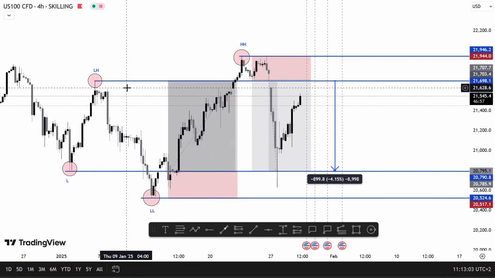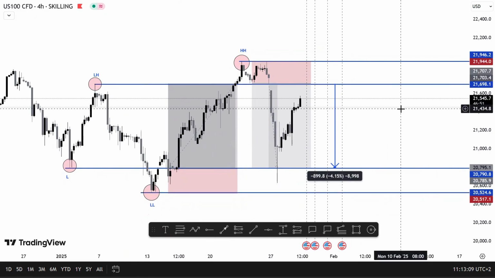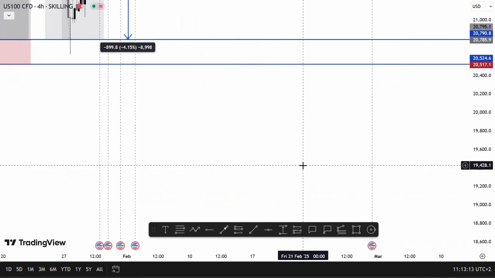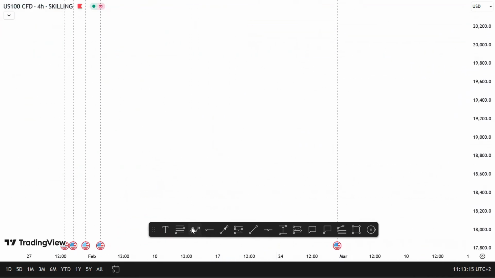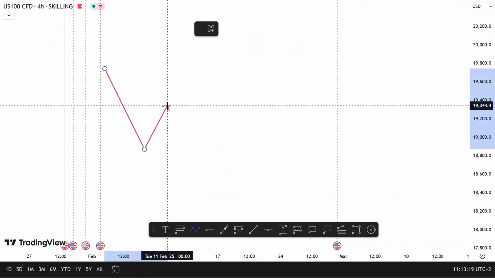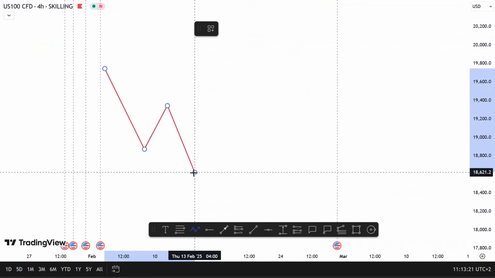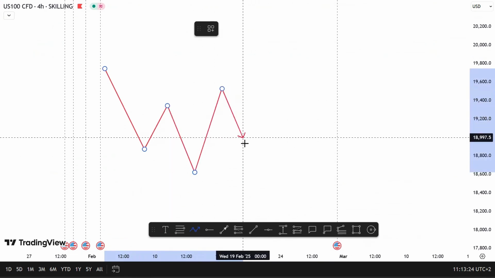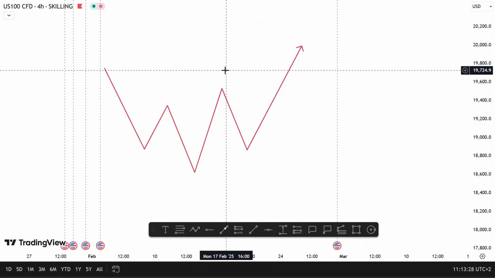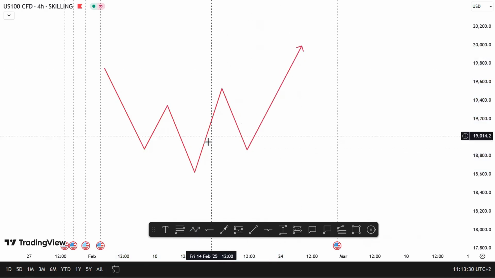Today is our extension of the Quasimodo Reversal Pattern. So pretty much today we're gonna talk about the third entry. The third entry, which might be something like this. So this is the third entry.